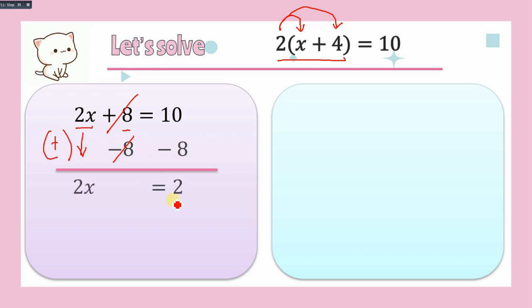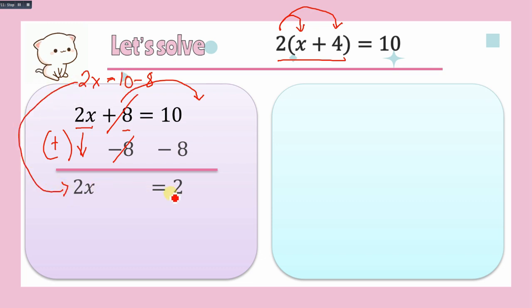By the way, you can also use the transposition method, wherein you can easily transpose or move the 8 to the other side of the equation. So it can be 2x equal to 10, and when you transpose or move the 8 to the other side of the equation, from positive it will now become negative. So 2x equal to 10 minus 8. So it still has the same answer, 2x equal to 2. Okay, so this is the transposition method.